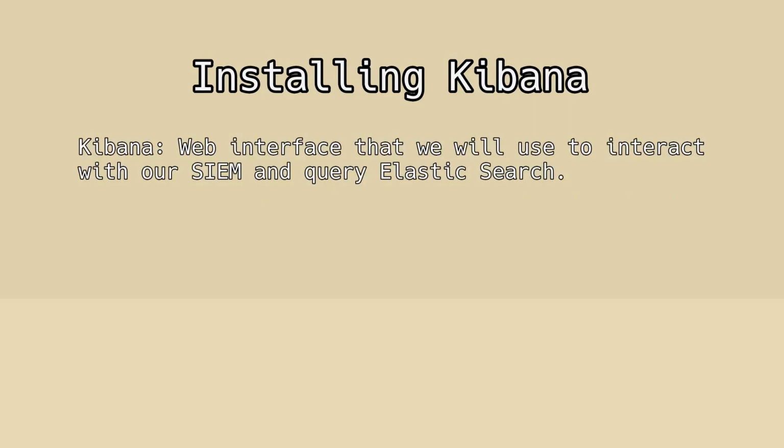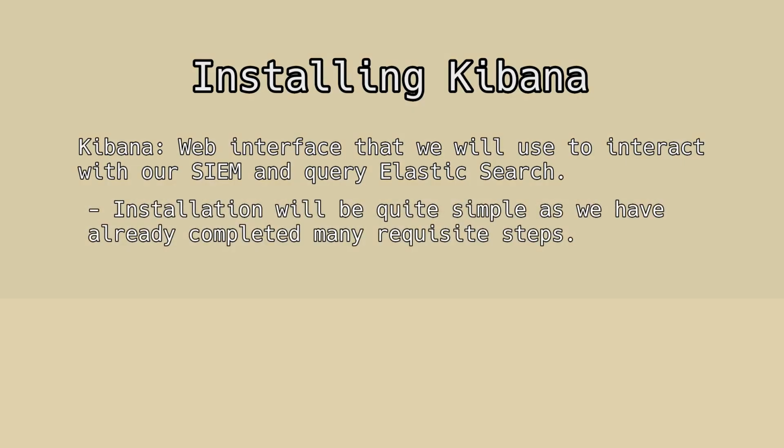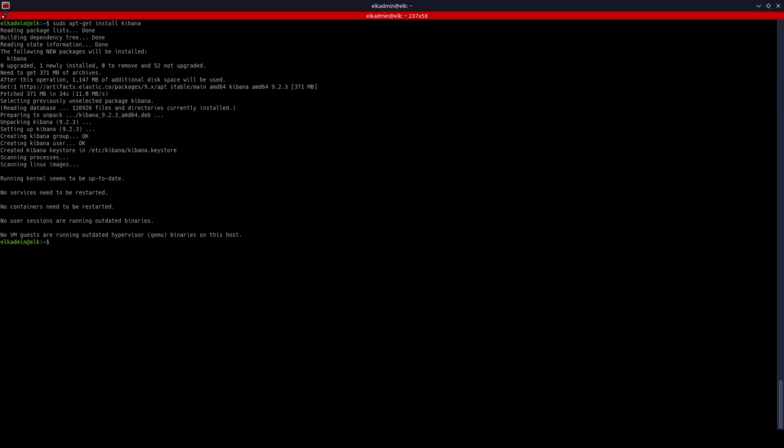All right, next up, installing Kibana. Kibana is the web interface that we use to interact with our SIEM and query Elasticsearch. Because we installed Elasticsearch in the last step and set up things like Elastic's PGP key, the installation of Kibana is actually going to be quite simple. We can just install that with sudo apt-get install kibana. Once that's done, we'll make a quick configuration change to the kibana.yml file.